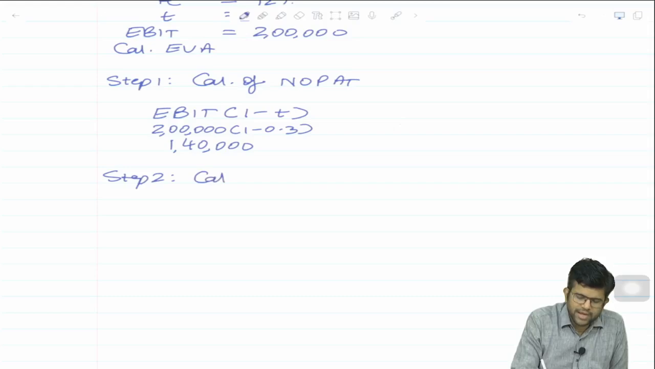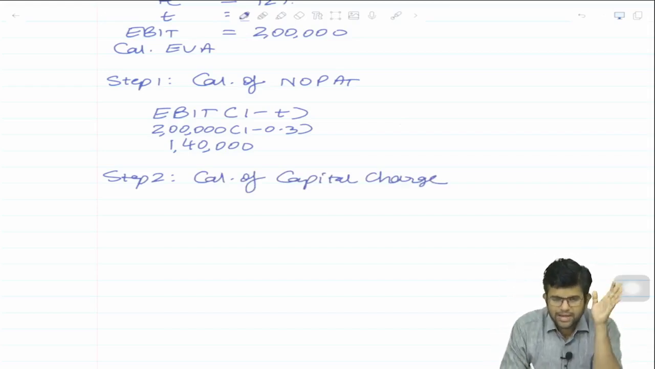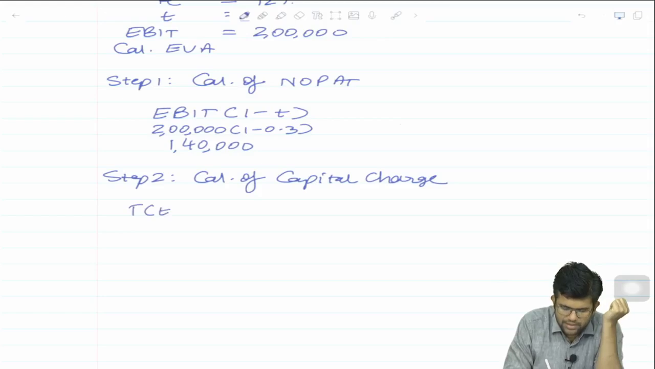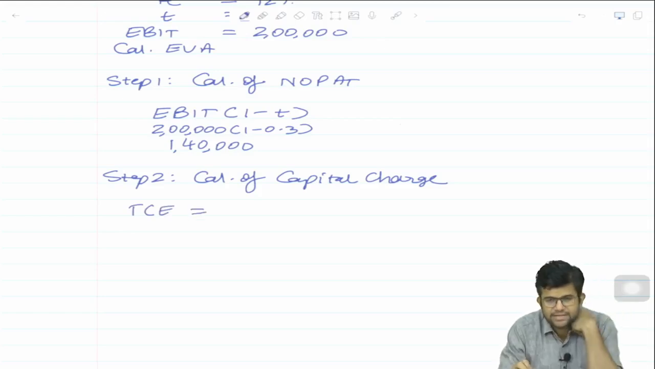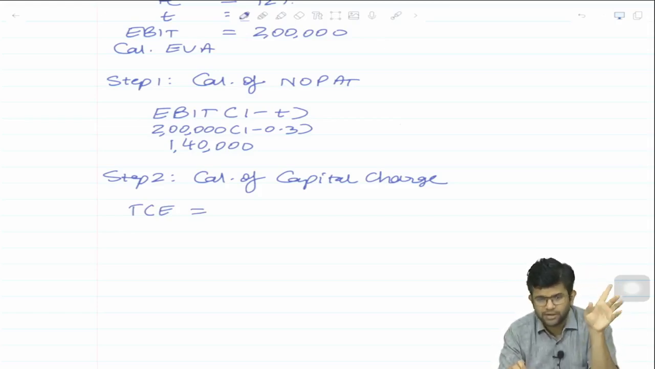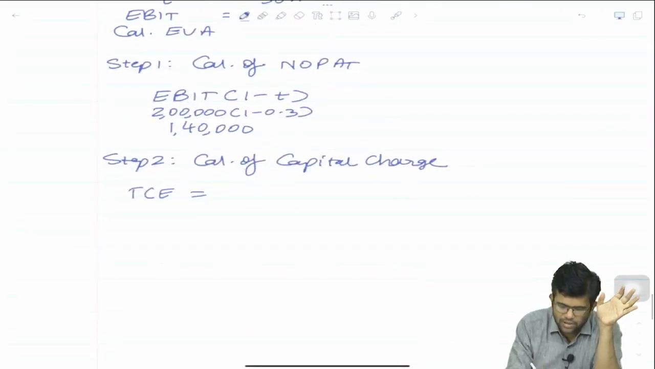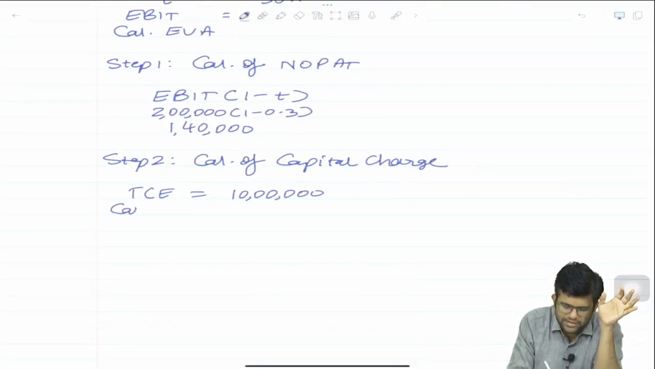Story done. Now, students, we go to step number 2. Step 2 is calculation of something called capital charge. Now listen. In capital charge, it is TCE. TCE is total capital employed, the total capital you have raised both from debt and equity. Total that you have raised is rupees 10 lakh. So I will write total capital employed as 10 lakh. Then we go to inter CA and we say calculation of WACC.